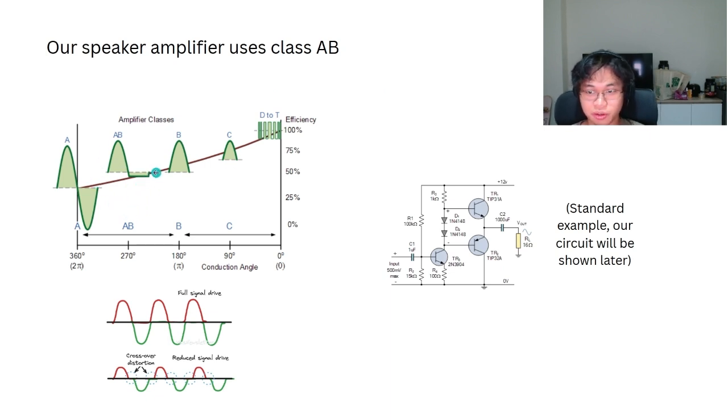So one of the transistors will only amplify the positive and a little bit of the negative cycle, and vice versa with the other transistor. And my friends will explain the actual circuit more in detail. So yeah.